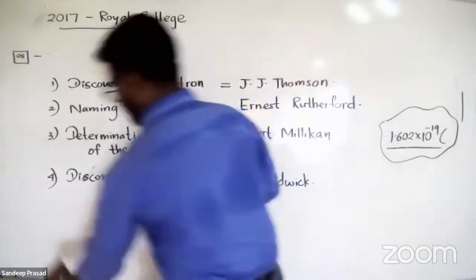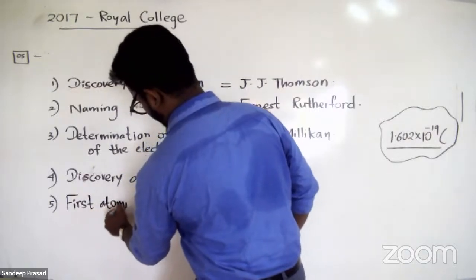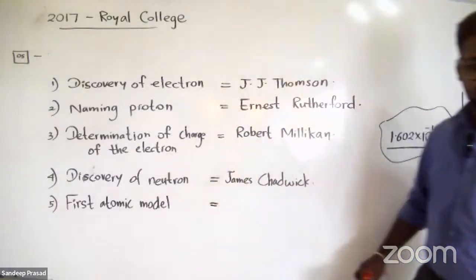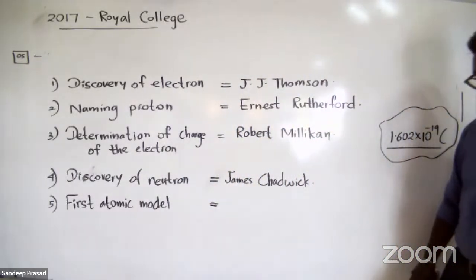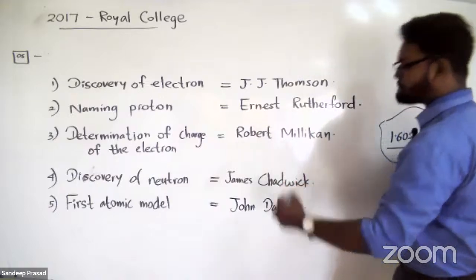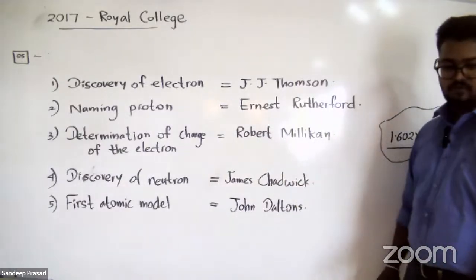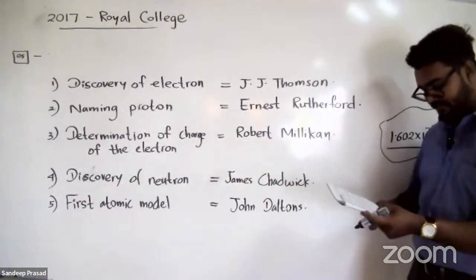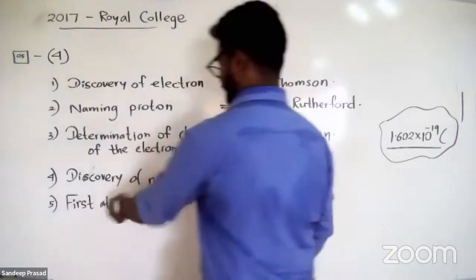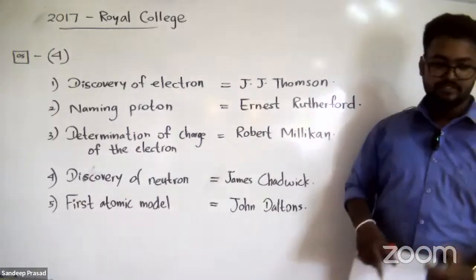And number 5, the students are trying to say here, first atomic model. You can correct it if you want. That should be first atomic model. So who discovered the first atomic model? John Dalton. You can compare the answers they have given in the question with the correct answers that we wrote here. So the correct answer should be the fourth one, isn't it? Question number 5, the answer is the fourth one. The first atomic model was discovered by John Dalton.